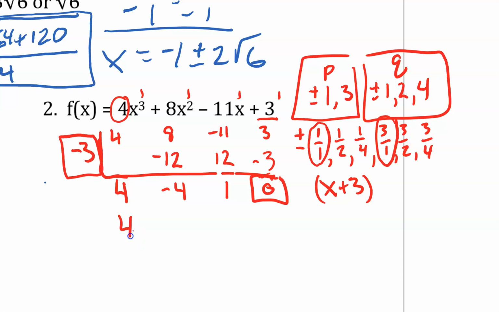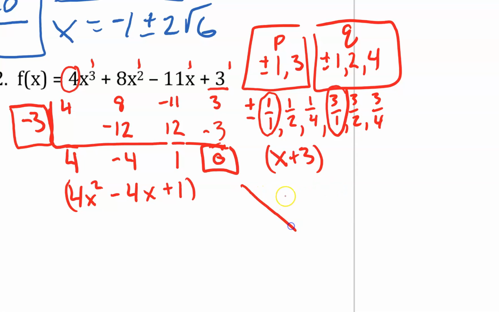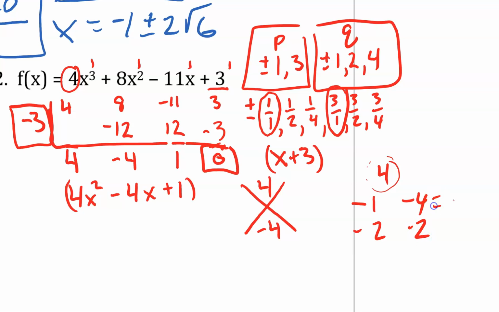Then I have 4x squared minus 4x plus 1. I'll do my x box. 4 times 1 is 4. And then my bottom number in my box is negative 4. So I know that I need two factors that multiply together to positive 4, but add together to negative 4. If they're going to multiply together to be positive, they both have to be negative. And then I'll sum. This one's negative 5. This one's negative 4. So that's the one I want. Negative 2 and negative 2.